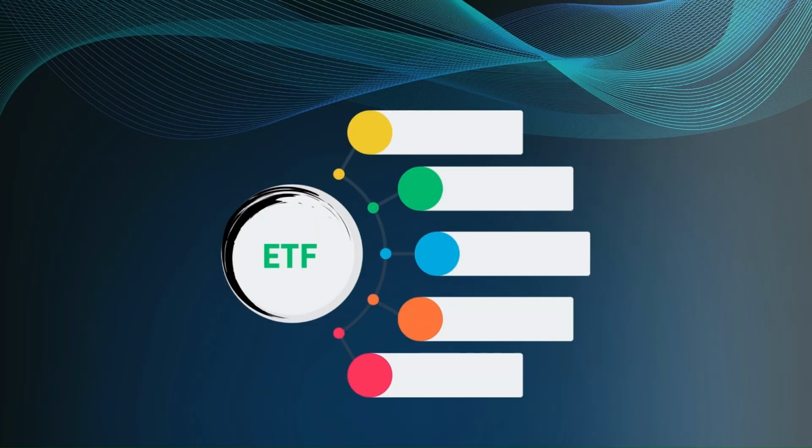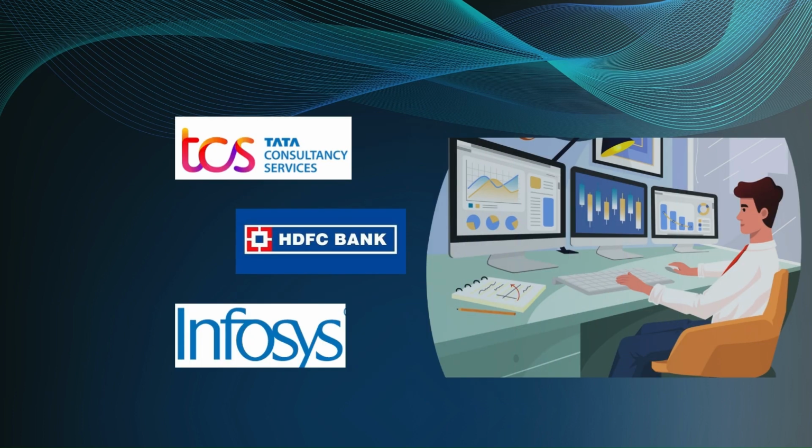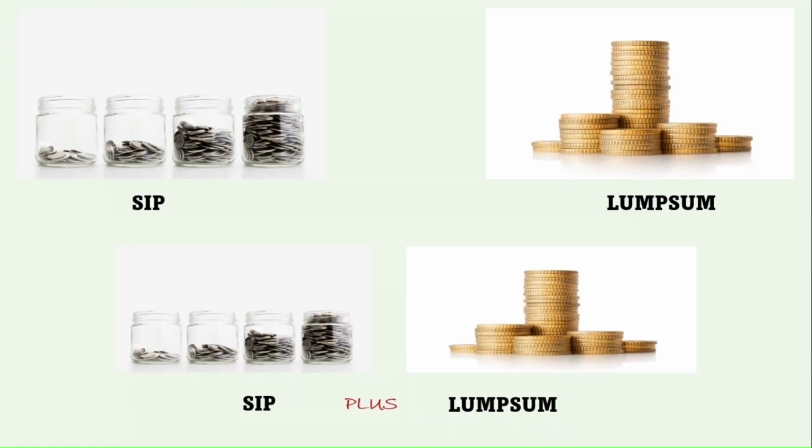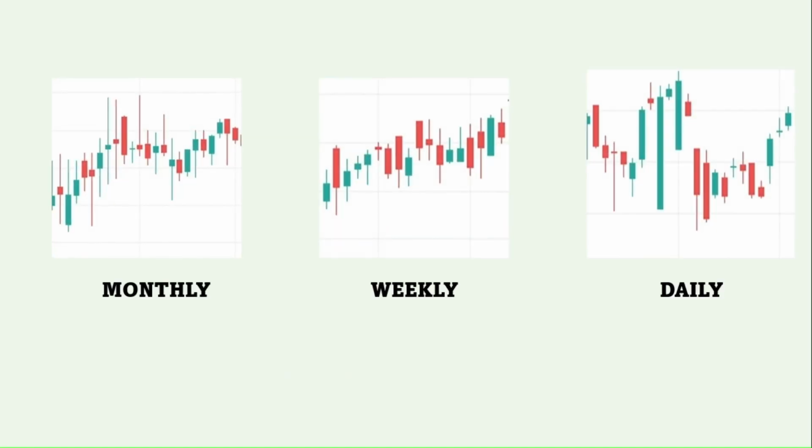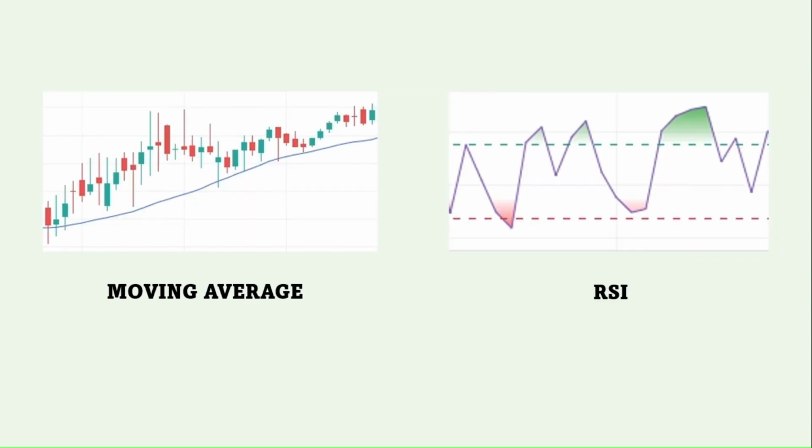So we will begin our analysis with some of the popular ETFs like Nifty Bees, Bank Bees, CPSE, etc. And eventually we'll include stocks as well. We will cover SIP, lump sum, SIP plus lump sum based strategies, and over the course we will use monthly, weekly and daily candlestick data for our analysis. And of course, we will also be including various indicators like moving average, RSI, etc.